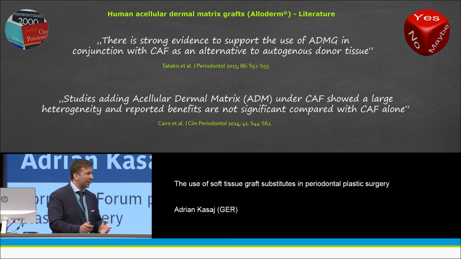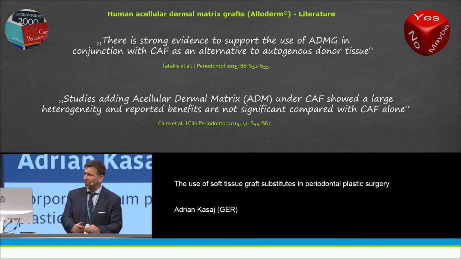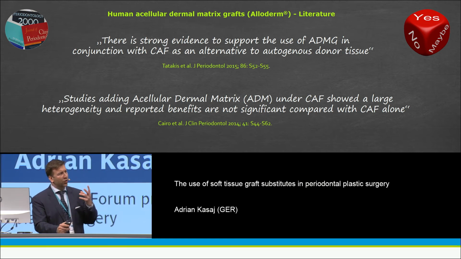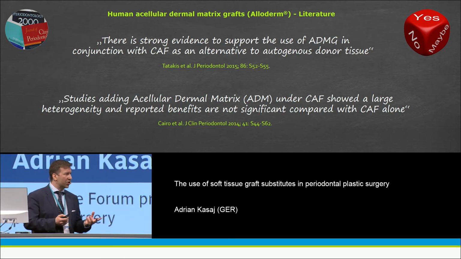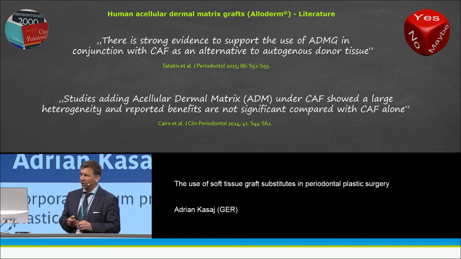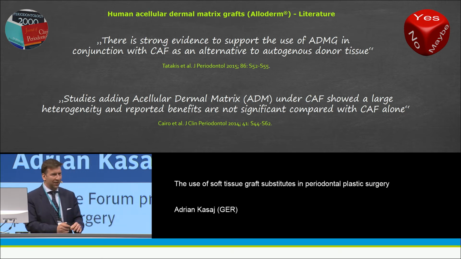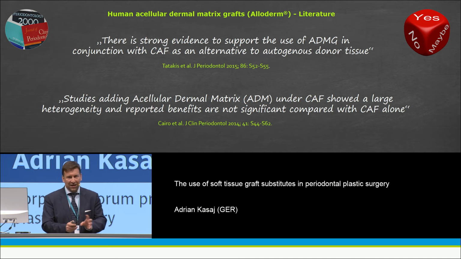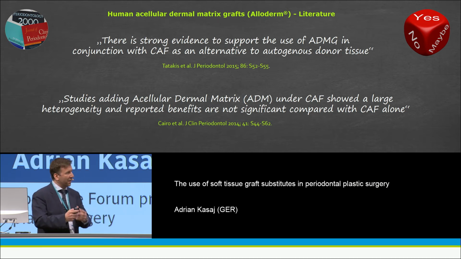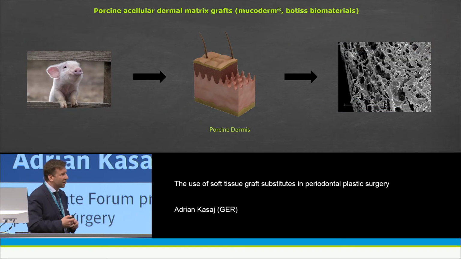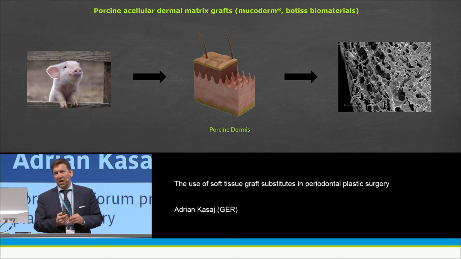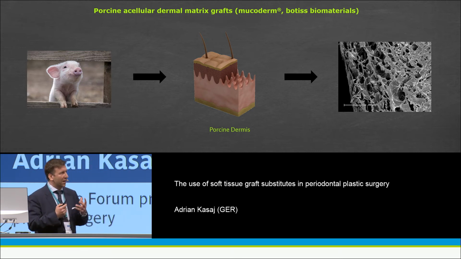On the other side, the systematic review from Francesco Caido and co-workers actually concluded that studies adding alloderm under coronally advanced flap showed a large heterogeneity and reported benefits are not significant compared to with the coronally advanced flap alone. So you see the data are somehow heterogeneous. It seems to be that these kind of procedures are technique sensitive and a lot of different data available on this.